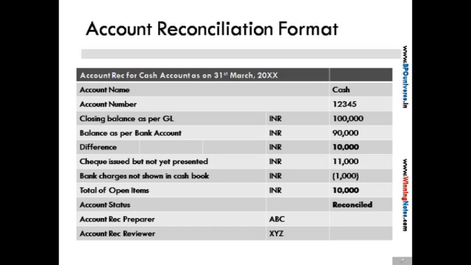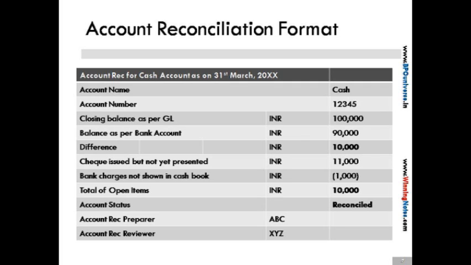Next thing is we start off with the closing balance as per the GL. We see this is one side of the account that we are trying to reconcile. As per the GL, the balance of cash or bank with the company is 1 lakh INR. As per the bank account, the balance is 90,000. So the difference is 10,000. We see that the balance of 1 lakh rupees is not getting substantiated properly and adequately as per the balance in the bank account, and there is a difference of 10,000. Now we need to find out what is the reason for this 10,000.